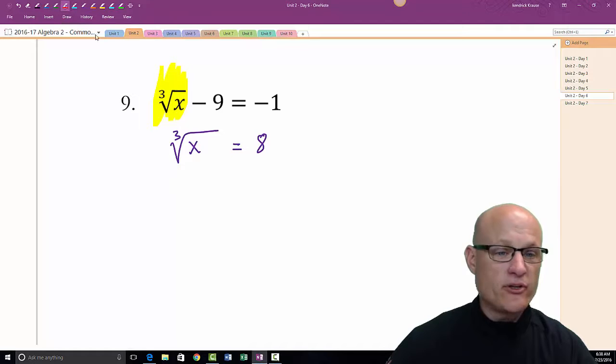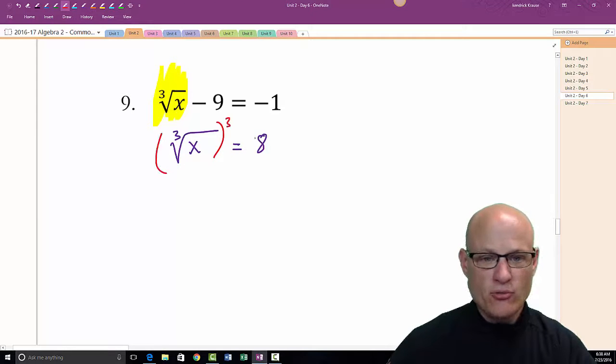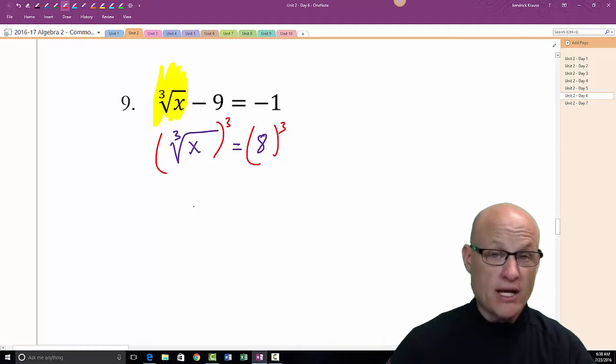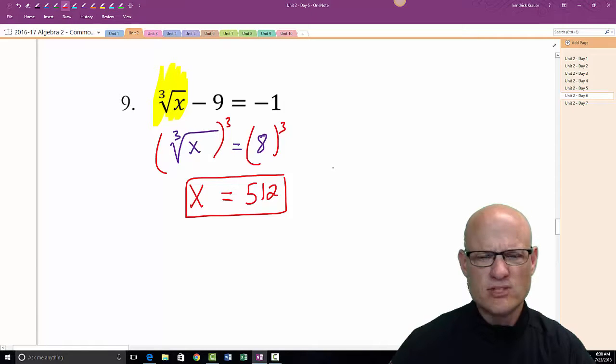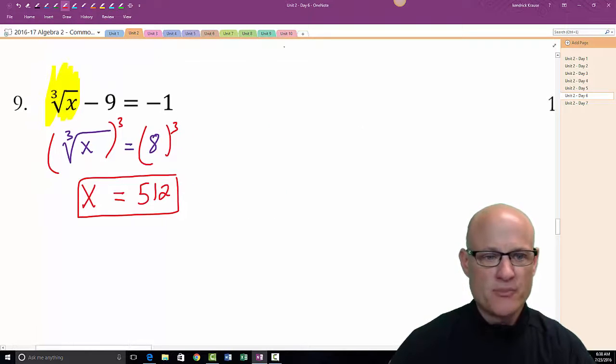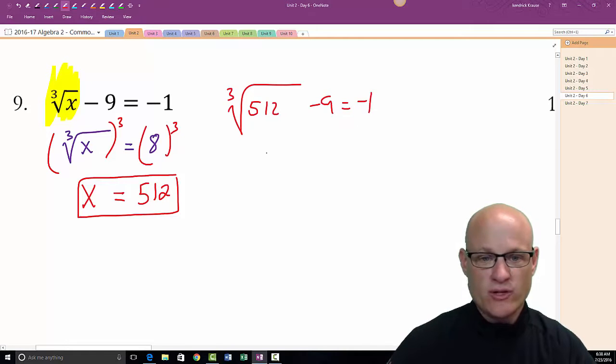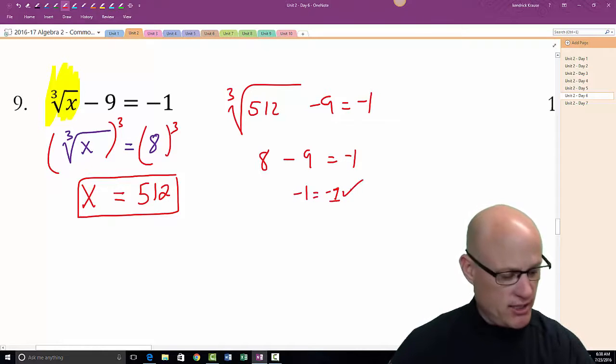Now, to get rid of a cube root, we just cube it. Cube and cube. So the cube root of x cubed is just x, and 8 cubed is 512. Is that right? Oh yeah, baby. So now I come over here and I say, the cube root of 512 minus 9, does that equal negative 1? Well, this is just 8 minus 9. Does that equal negative 1? Negative 1 equals negative 1. Ka-ching!